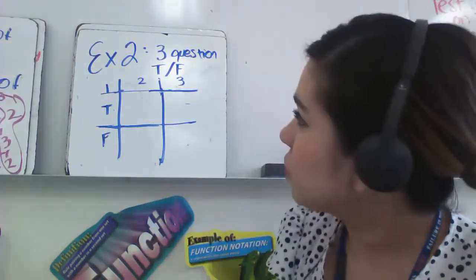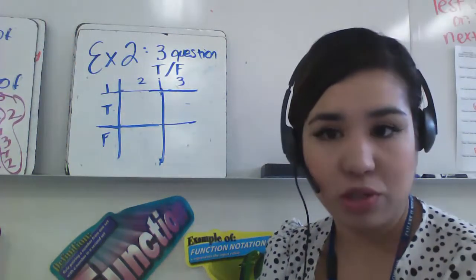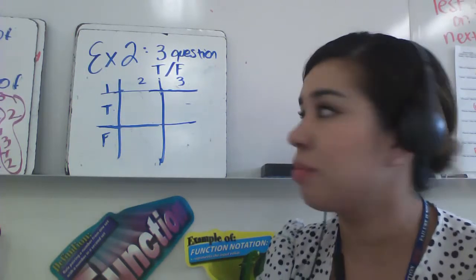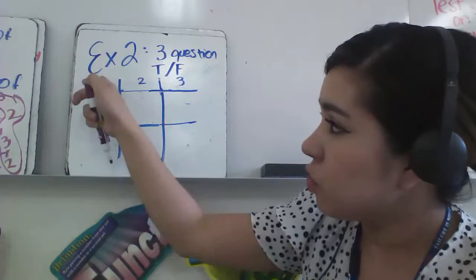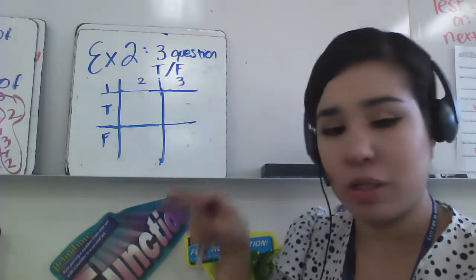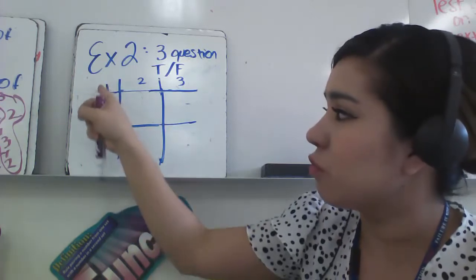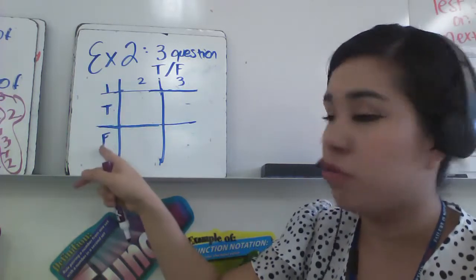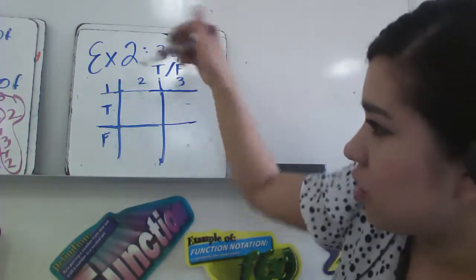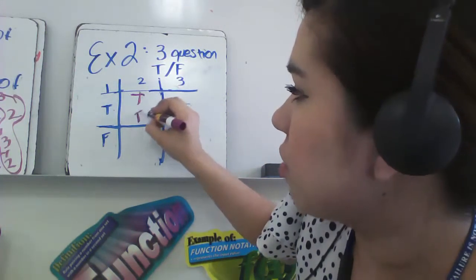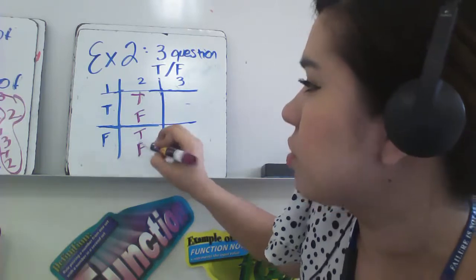In example 2, they say that there's 3 questions that are true and false, and they want to know what are the different answer choices that you can come up with. So for the first question, I made a table for this. You can also do a web. I just wanted to show you how to make a table. So for the first question, I'm going to answer true or false. For the second question, I can answer true or false, or true or false.